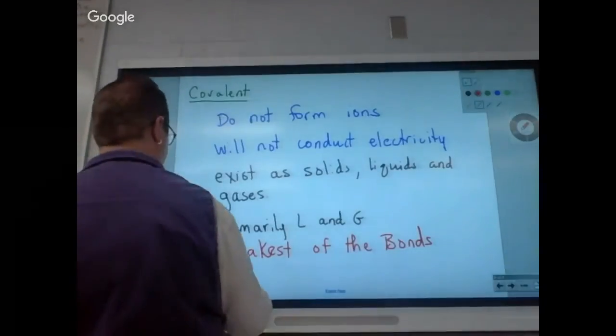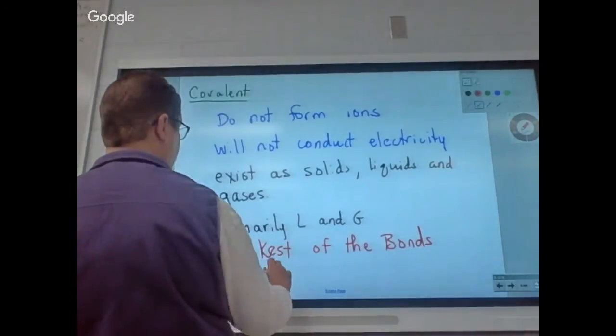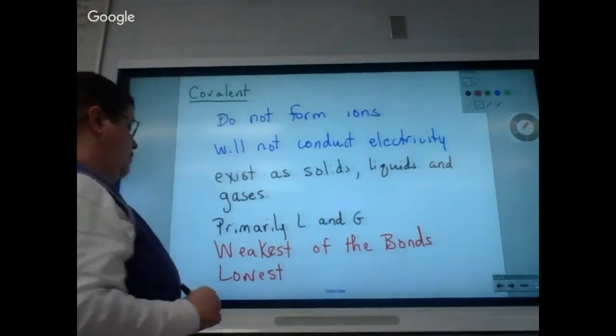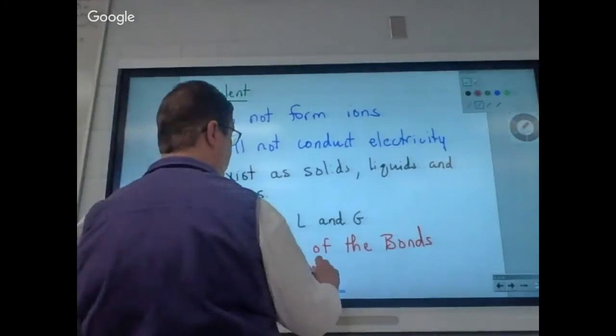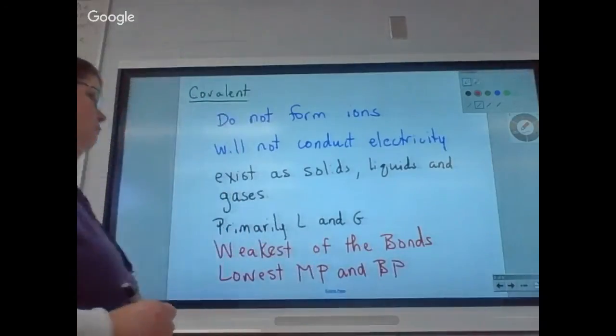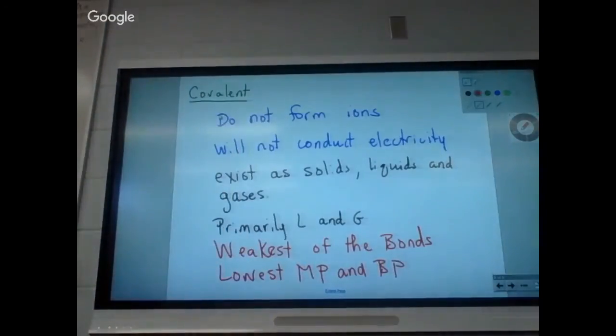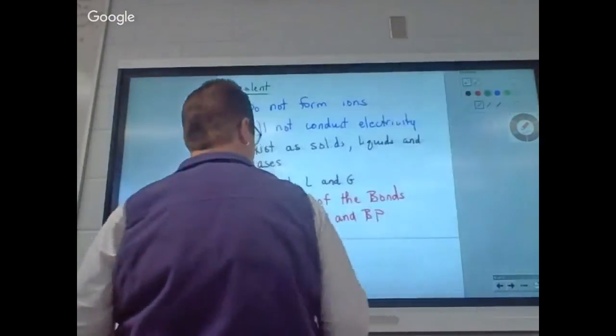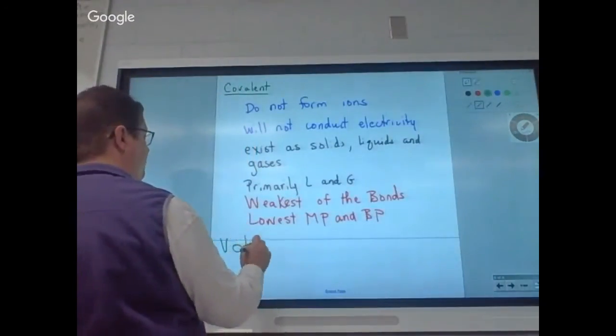So they're a single one? They can have single, double, or triple because this is covalent. Okay, so they're going to have the lowest melting points and boiling points. Now, I'm going to give you a new vocabulary word. These are what we call volatile.